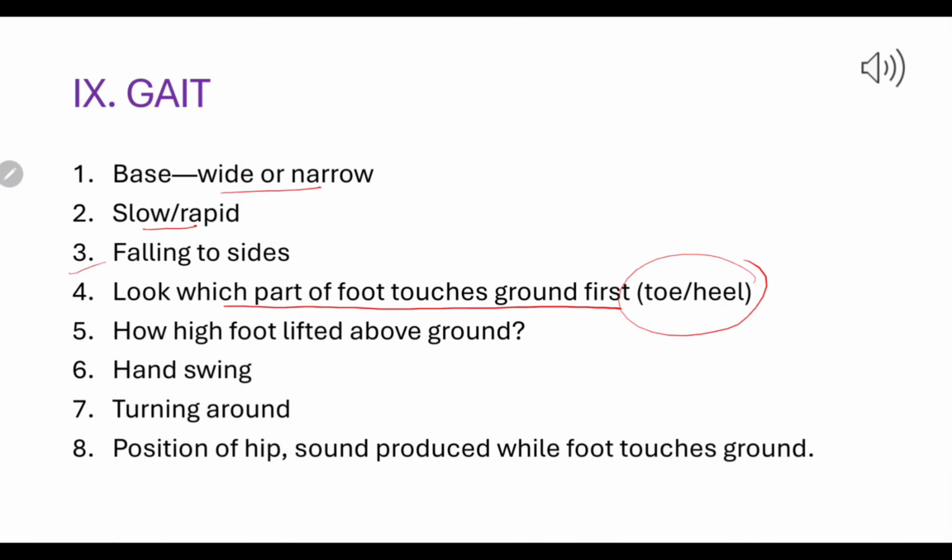Watch their hand swing, how they turn around, and the position of their hips. We will look at video examples of hemiplegic, Parkinsonian, and ataxic gaits in our upcoming lessons.